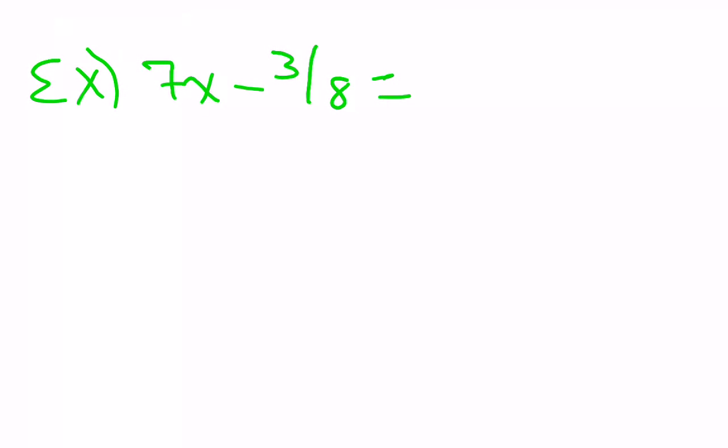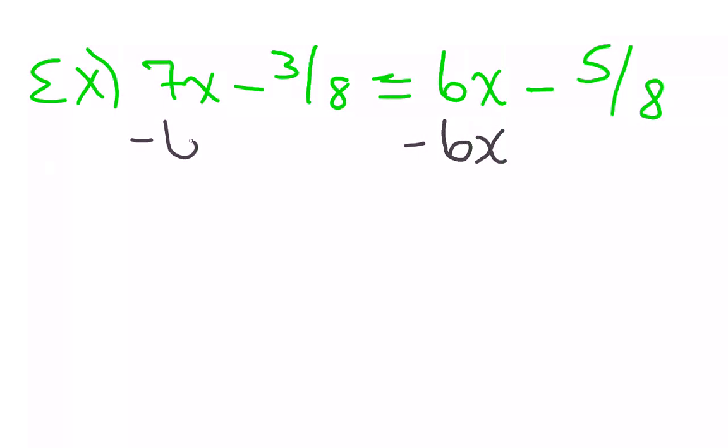All right, one more example. Let's do a little bit harder one. We have 7x minus 3/8 equals 6x minus 5/8. And again, we can start anywhere. It does not matter. So in this case, let's move the 6x to the left. So it's a positive 6x, so I'm going to subtract 6x from both sides.